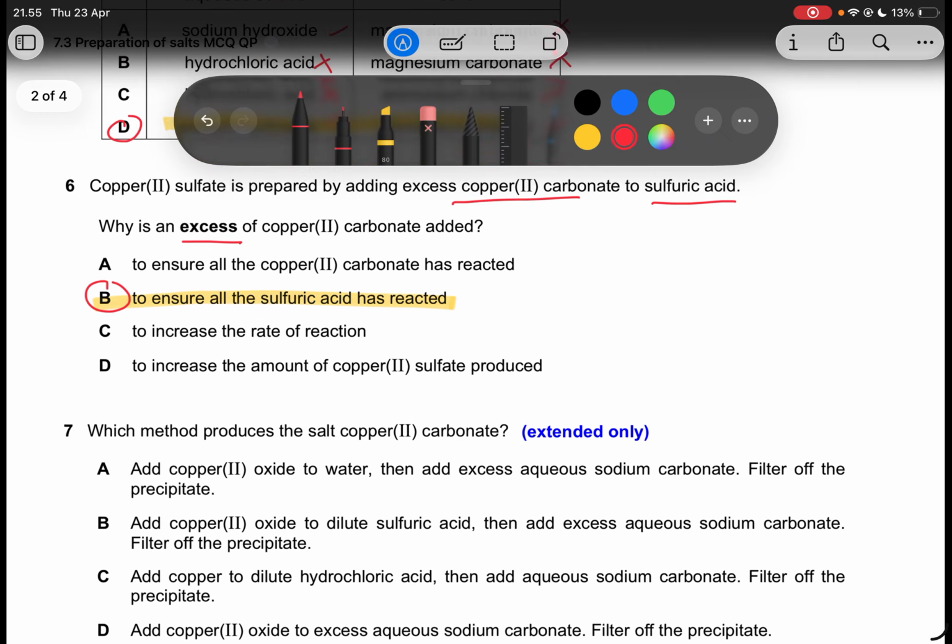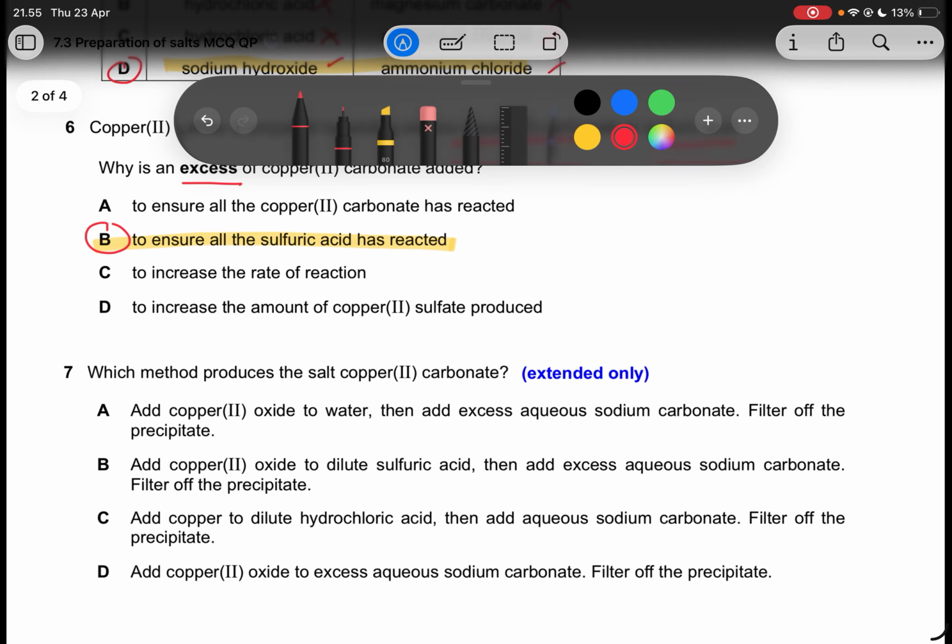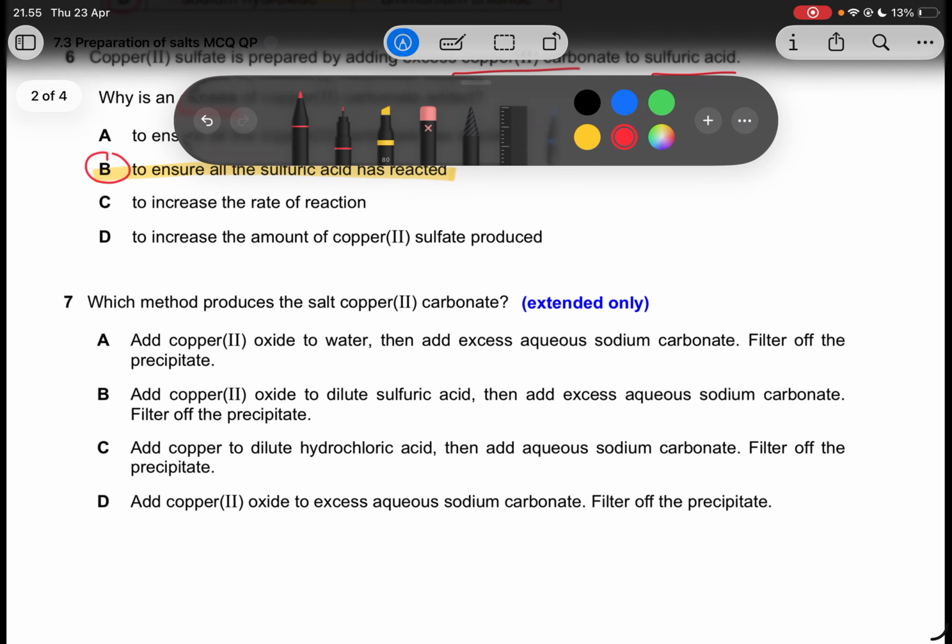Continuation for preparation of salts MCQ question paper. Question number 7. Which method produces the salt copper 2 carbonate? So what do we have to do to create a copper 2 carbonate? As we recall, copper 2 carbonate is one of our insoluble salts. Therefore, one way of preparing it is through precipitation.